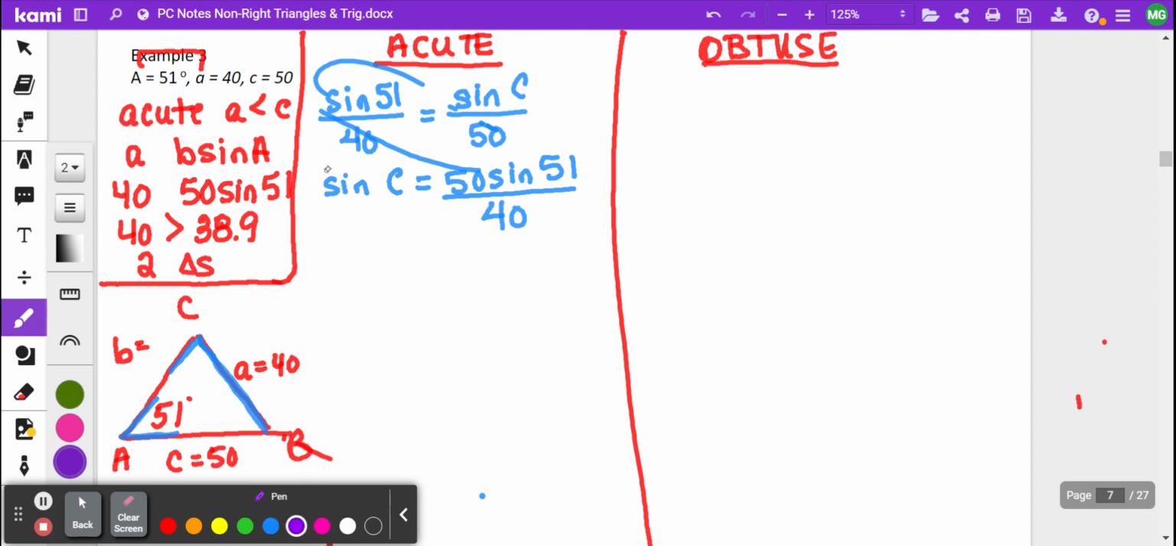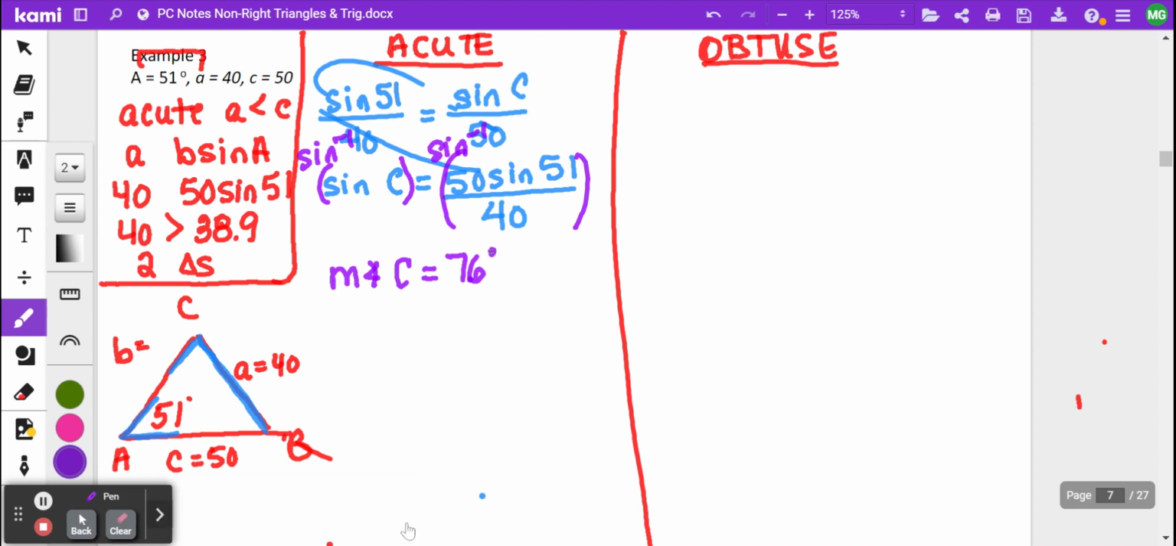Now, of course, in order to undo taking the sine of the angle, we take the inverse sine, and we have to do that to both sides. So inverse sine of each side. When you put that into your calculator, it will default to the first quadrant, or the principal values, and you'll get that the measure of angle C is 76 degrees.